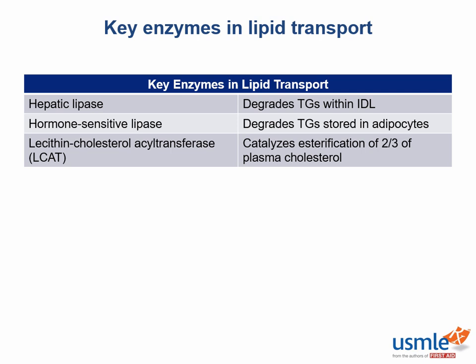Now next up, we have lecithin cholesterol acyltransferase, or LCAT for short. Now LCAT is involved in the esterification of cholesterol. And what exactly does that mean? Well, it allows cholesterol to enter the core of lipoproteins, where it can be stored for transport. And LCAT is involved in about 2/3 of the cholesterol esterification process for plasma cholesterol.